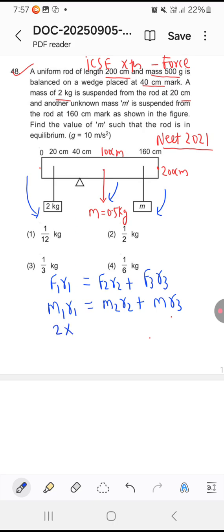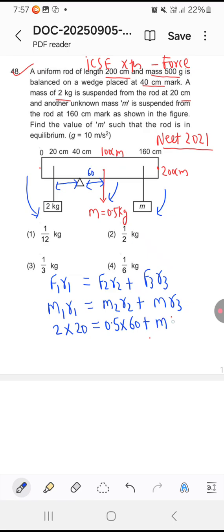R1 is the perpendicular distance from the fulcrum. Fulcrum at 40, it is suspended at 20, gap is of 20 centimeter. M2 is the weight of the rule, mass of the rule. Perpendicular distance from the fulcrum, this gap 100 minus 40, that will be 60. So fulcrum is at 40, weight is acting through center of gravity at 100 centimeter, gap is of 60. So I put 60 here.